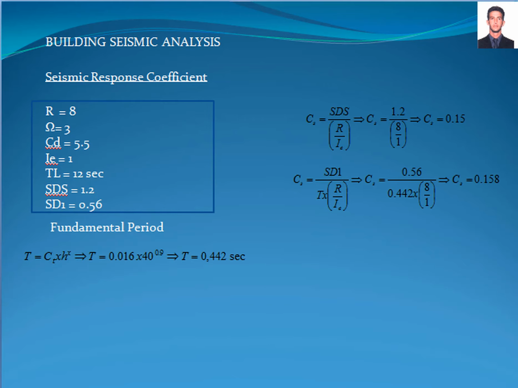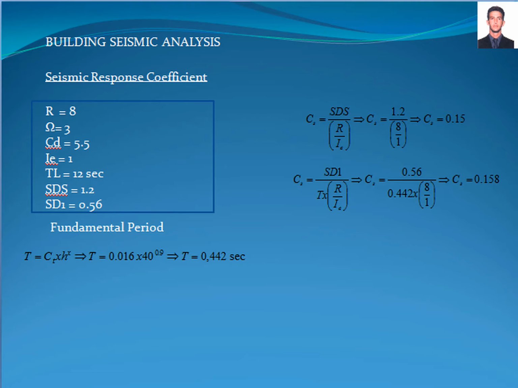Now, we calculate the fundamental period with equation 12.8-7 of the American Society of Civil Engineers standard, where the coefficients CT and the power x of h are determined from table 12.8-2, and h is the height of the building in feet. In our case, for a reinforced concrete moment resistant frame system, the value of CT is 0.016 and x is 0.9, resulting in a fundamental period of 0.442 seconds. Finally, we calculate the seismic response coefficient with equation 12.8-2, giving a result of 0.15.